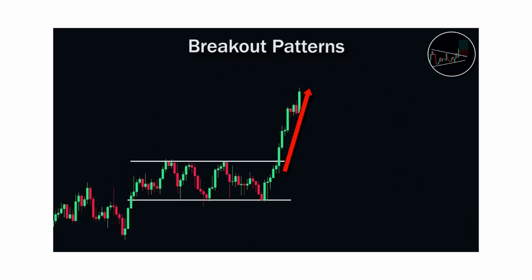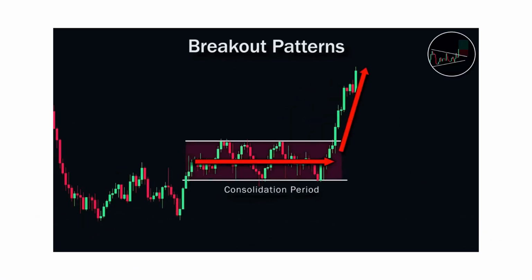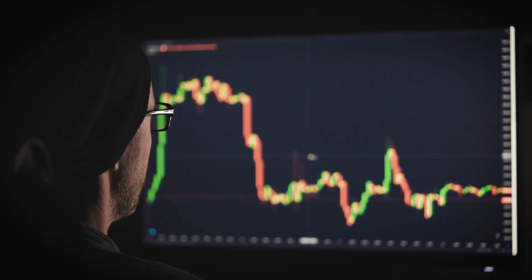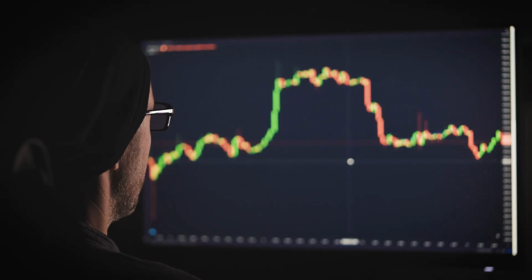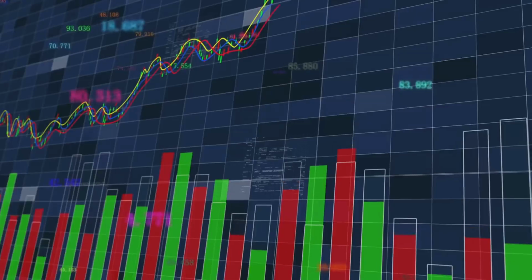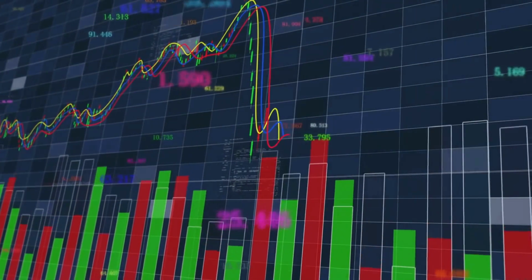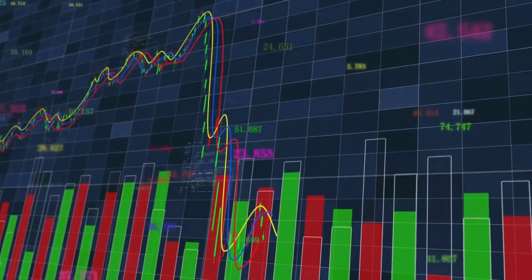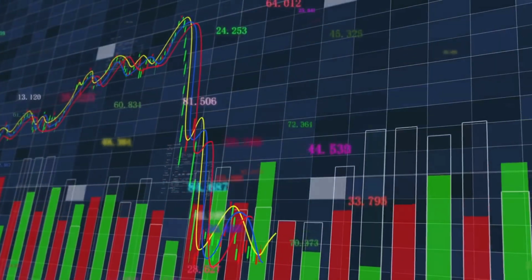Breakout trading focuses on capitalizing on significant price movements that occur when an asset breaks out of an established trading range. These breakouts often happen with increased volume and volatility, signaling a potential shift in market sentiment. Breakout trading aims to capture the momentum of a price movement as it breaks through a resistance level for buy breakouts or a support level for sell breakouts.